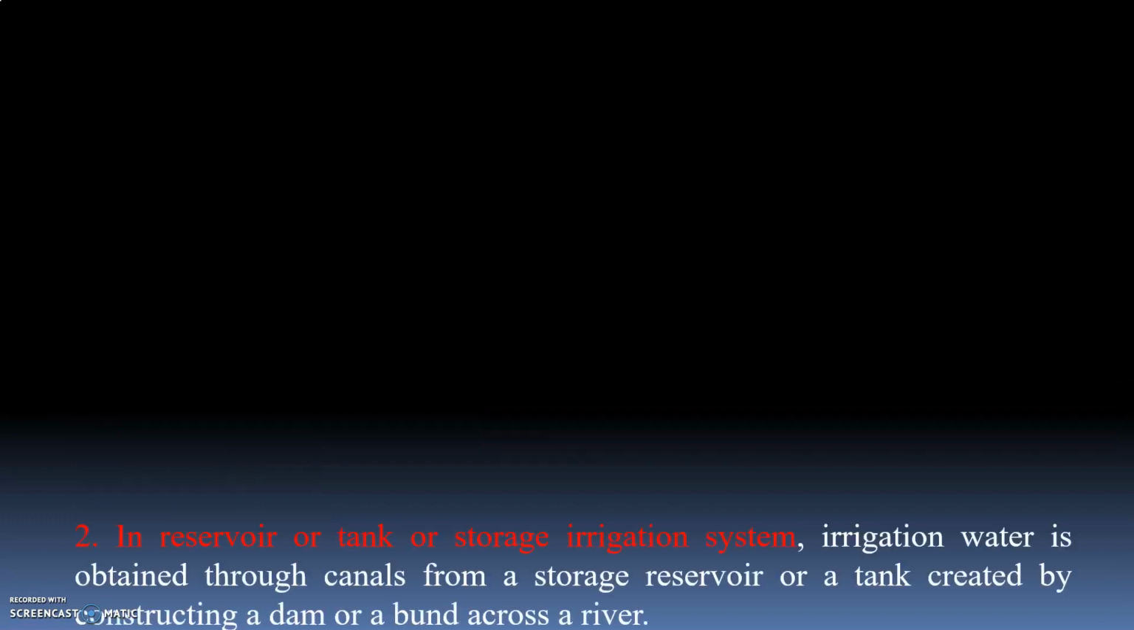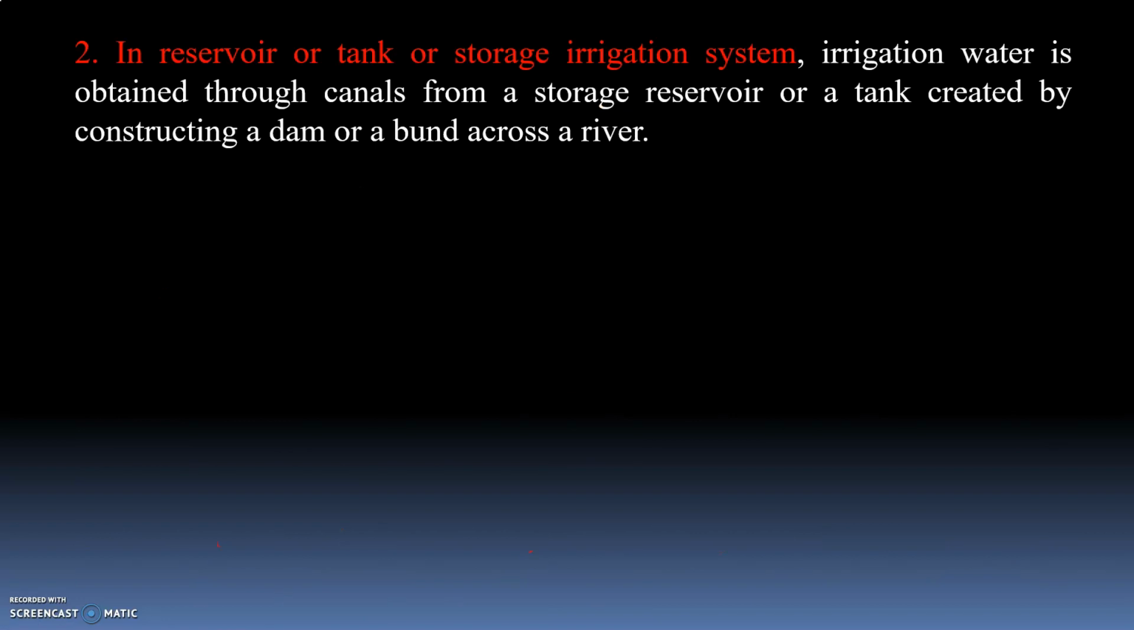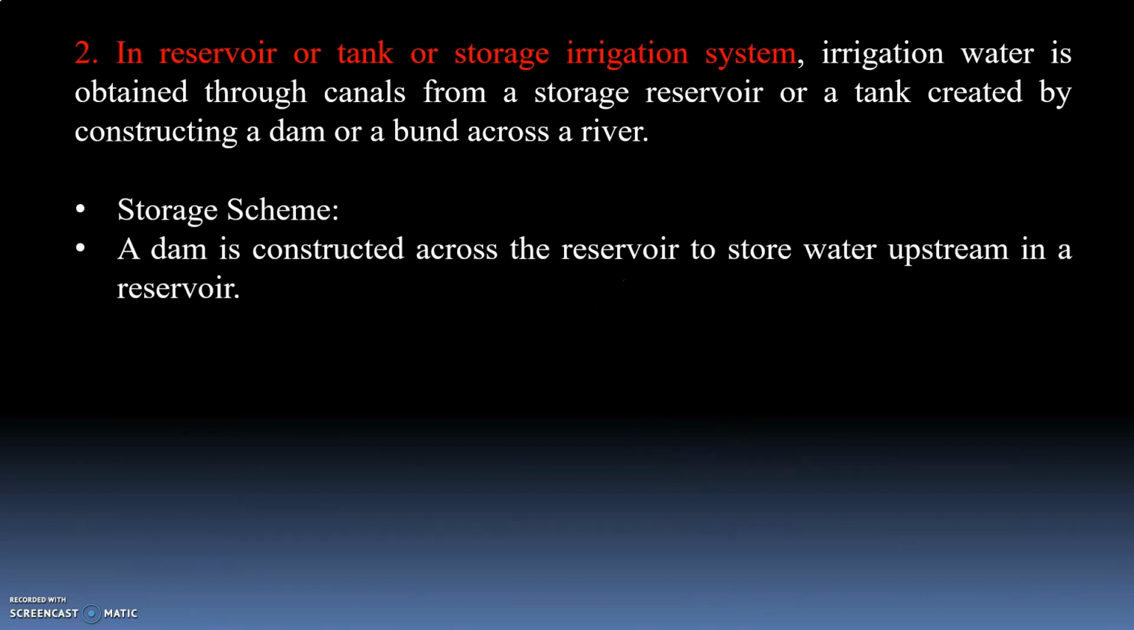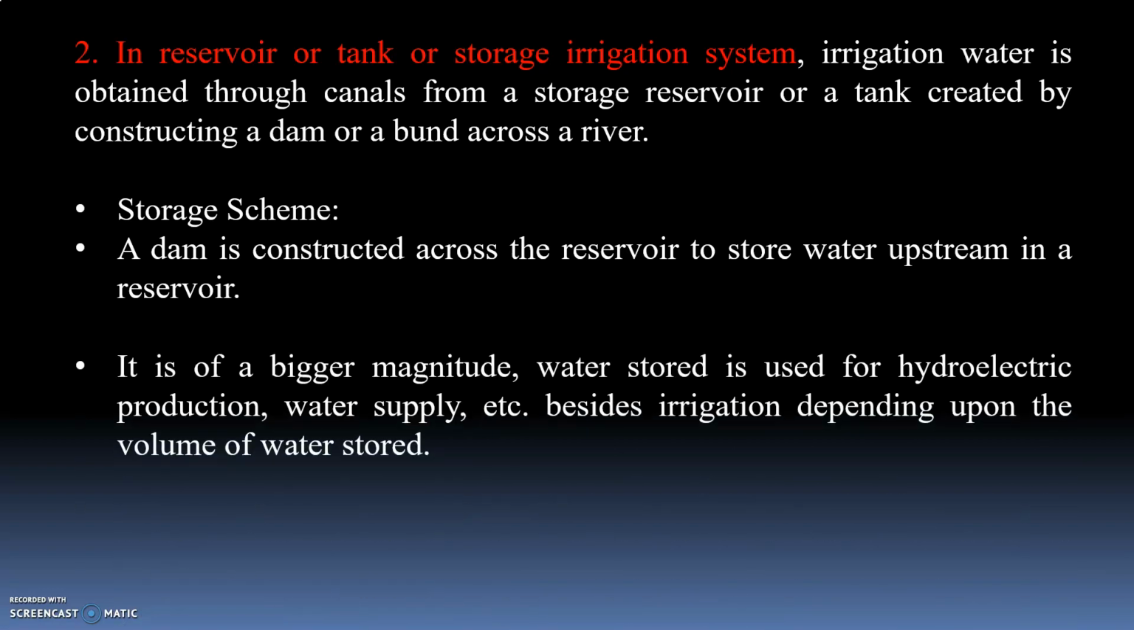Next we'll see the reservoir or tank or storage irrigation system. Here irrigation water is obtained through canals from a storage reservoir or a tank created by constructing a dam or a bund across the river. As the name itself indicates, it is a storage irrigation system. A solid barrier, such as a dam or a storage weir, is constructed across the river, and water is stored in the reservoir or a lake.